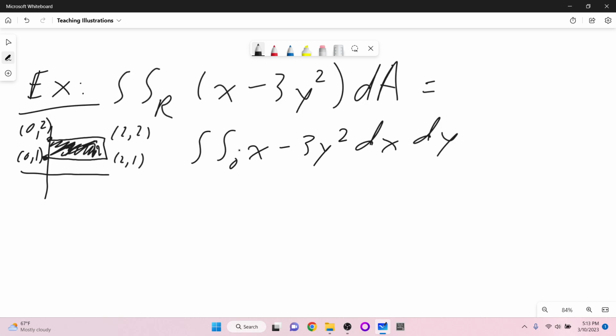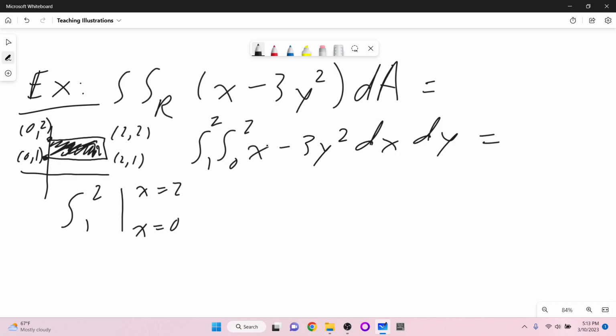X goes from 0 to 2, and y goes from 1 to 2. We're only dealing with rectangles today, because more complicated regions we can do, but that's for next section. So, x will go from 0 to 2. So now we need to do the x integral.